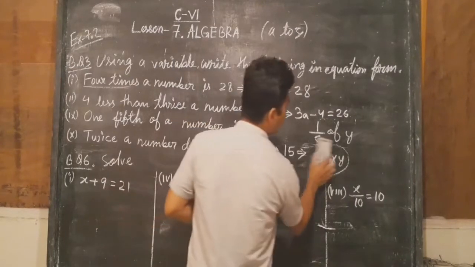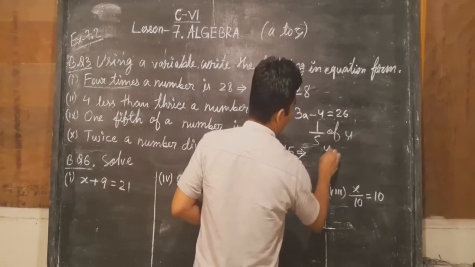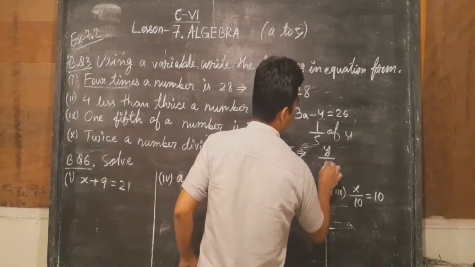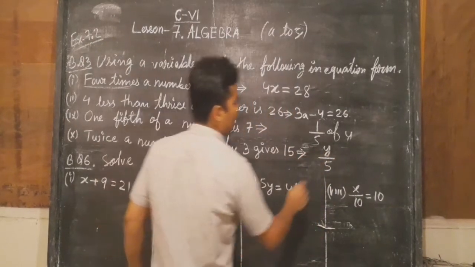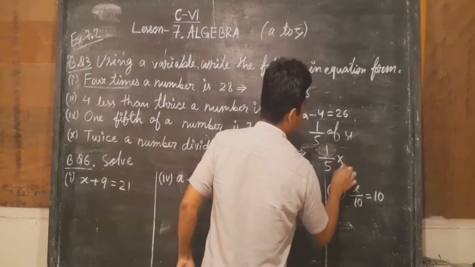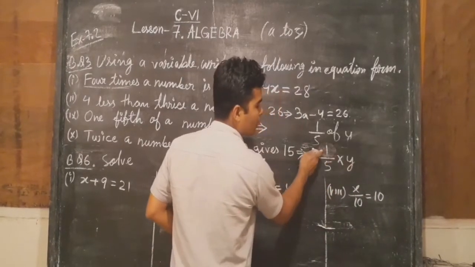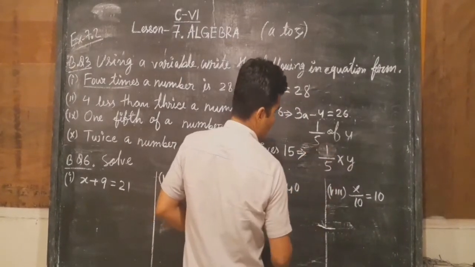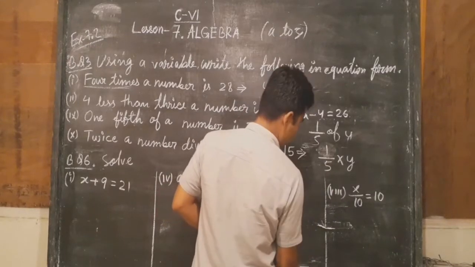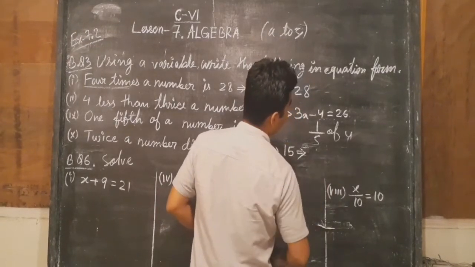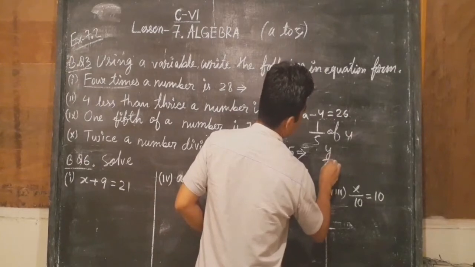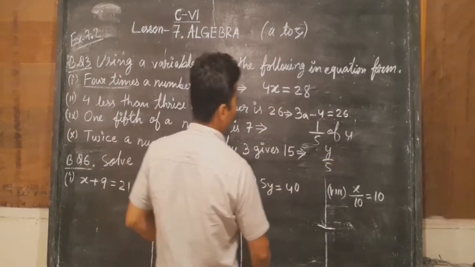So we can write it like this also: y by 5. We can write it like this also, or we can write 1 by 5 y. It is the same because y will multiply with the numerator. 1 into y will be y. That is why we write y by 5. So I can write it like this also.